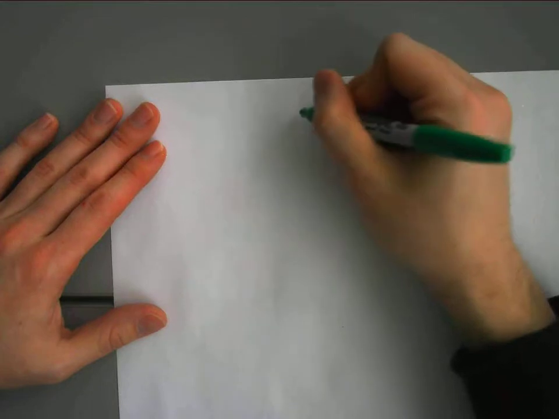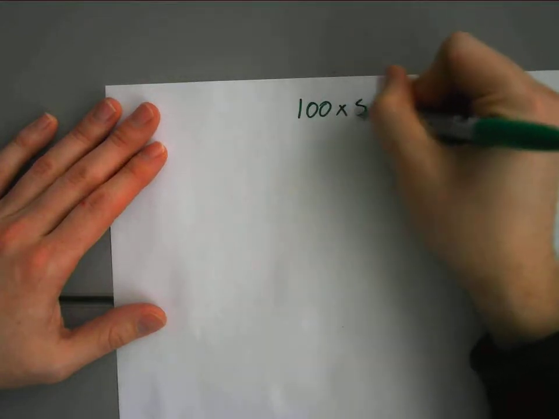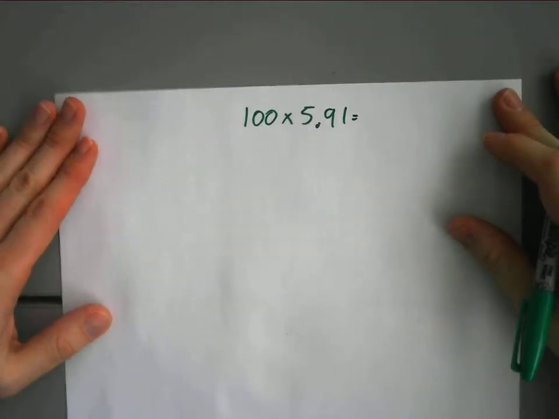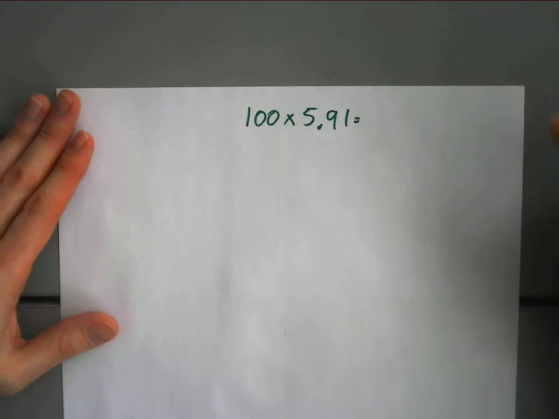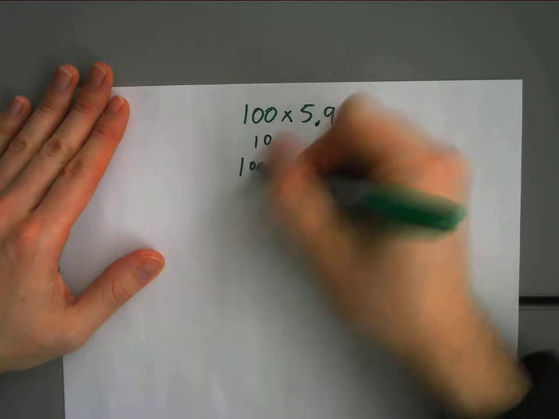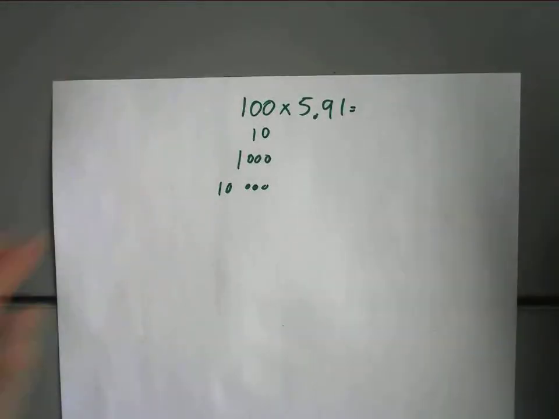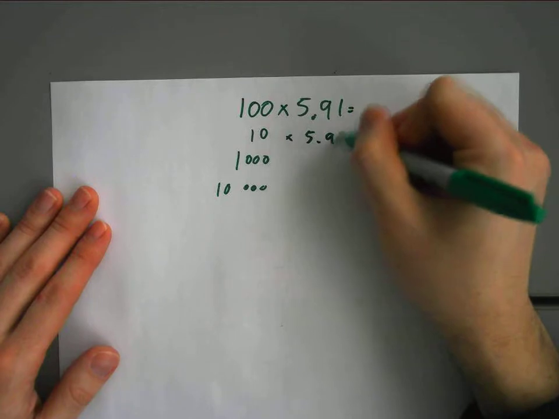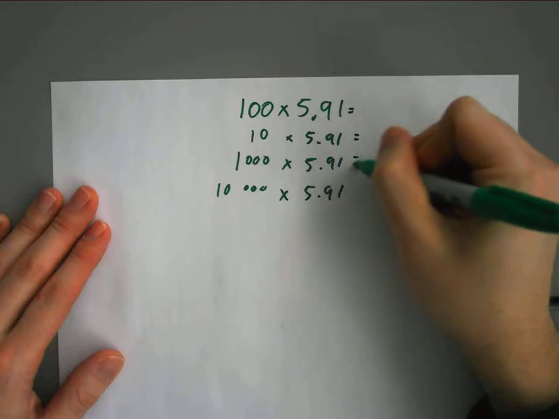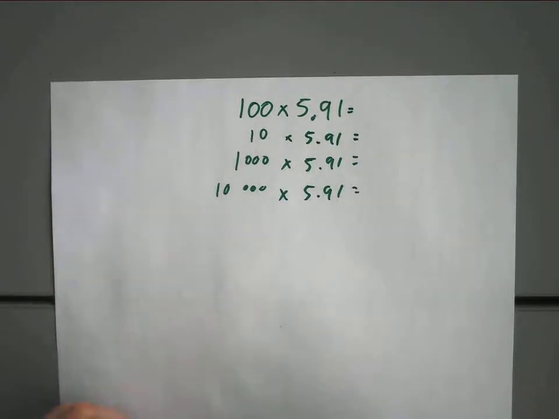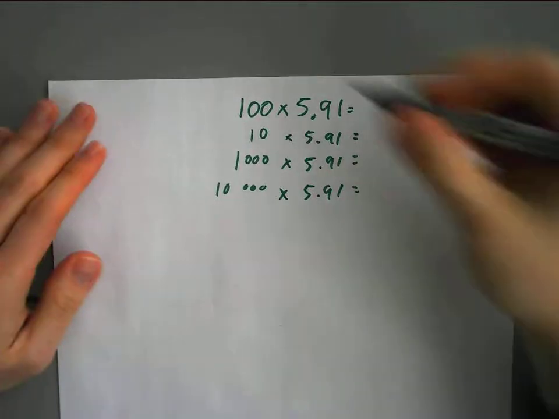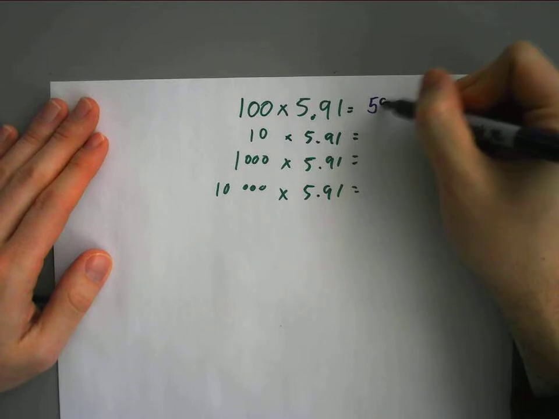What if you have a question like this? How could you figure out the answer real quickly? Here's a shortcut. Anytime you see a question that has 100, a 10, 1,000, 10,000, and you have times a decimal, there is a shortcut that you can always remember that makes it really easy. And you'll be 100% correct every time. I'll give you a clue. See if you can figure this out on your own. The answer to the first question is this.